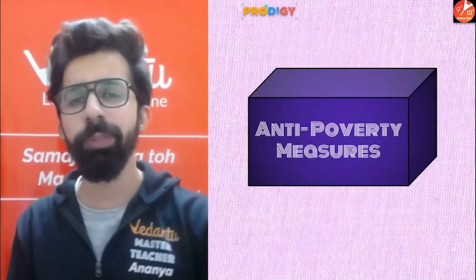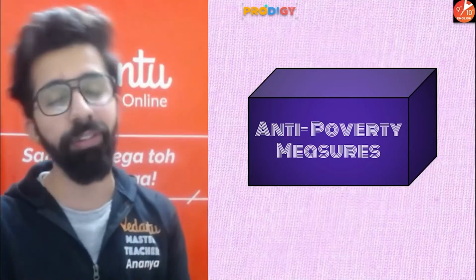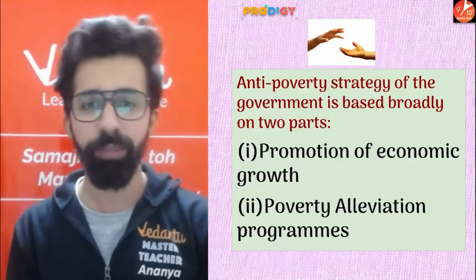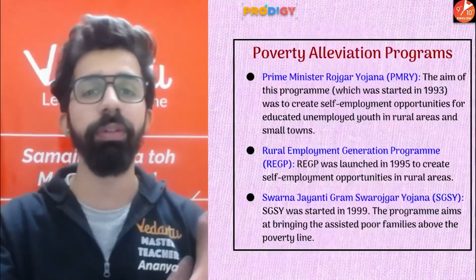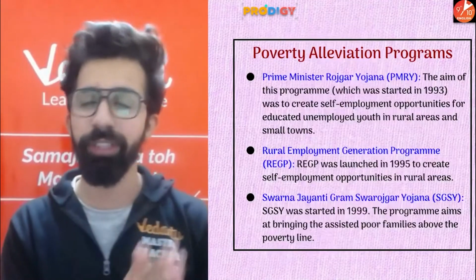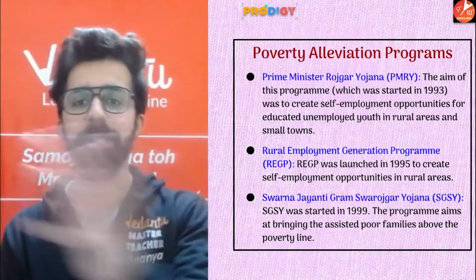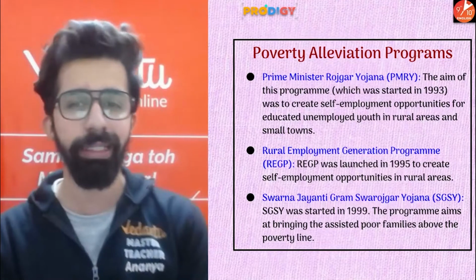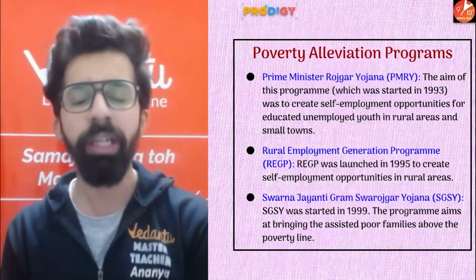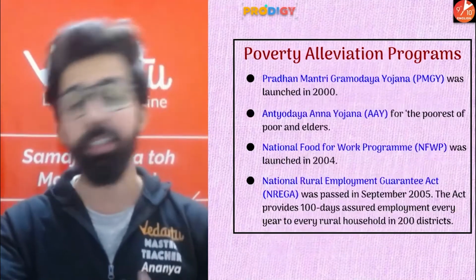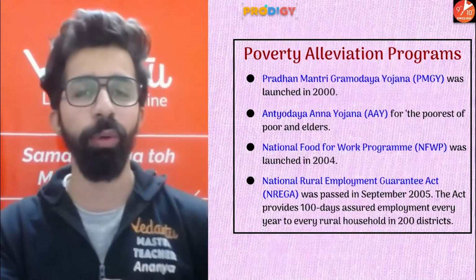So guys, how can we overcome all these problems? There are some measures taken by the government of India, that is anti-poverty measures, like promotion of economic growth and poverty alleviation programs. Some poverty alleviation programs were launched by the government at different times. Like Prime Minister Rozgar Yojana was launched in 1993. In a similar way, the Rural Employment Generation Program was launched in 1995. In a similar way, guys, many such programs have been introduced by the government of India to eradicate poverty.